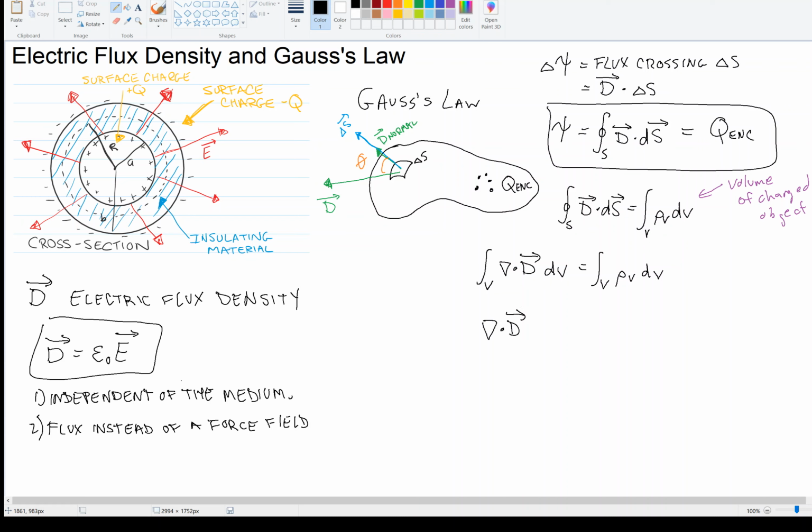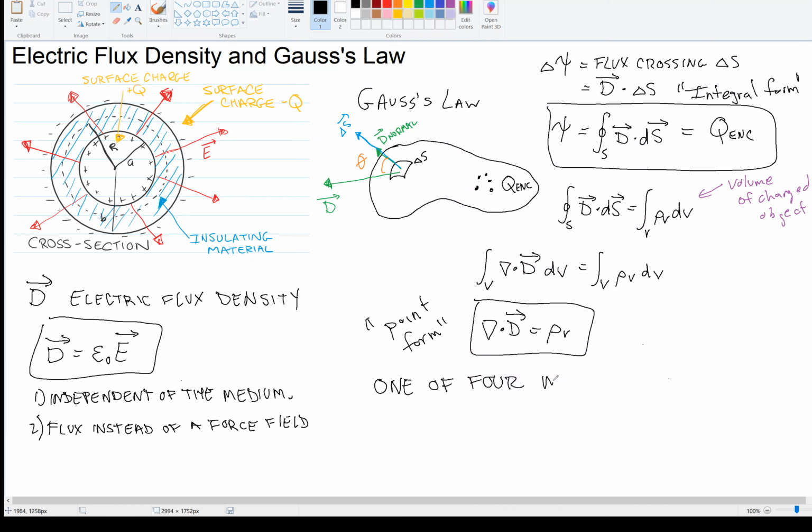So this says the divergence of the electric flux density is equal to the volume charge density. And this is also referred to as Gauss's law. We would say that the form up here is the integral form of Gauss's law, and this would be called the so-called point form of Gauss's law. And I'm going to write this down just because it's so important. This is the first of four Maxwell's equations.